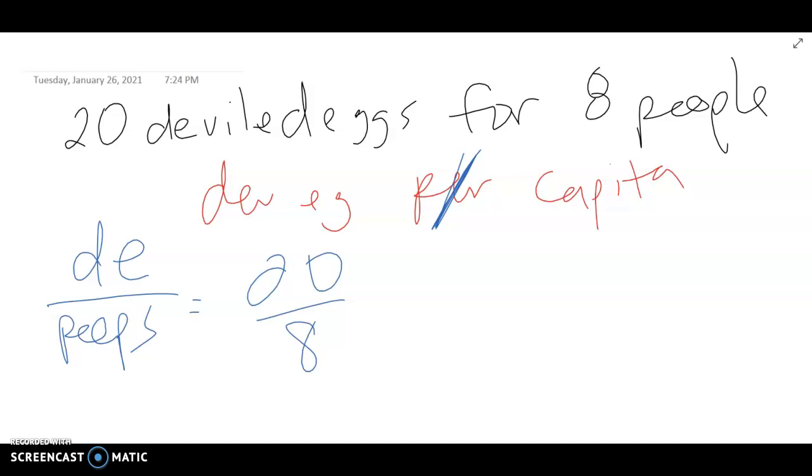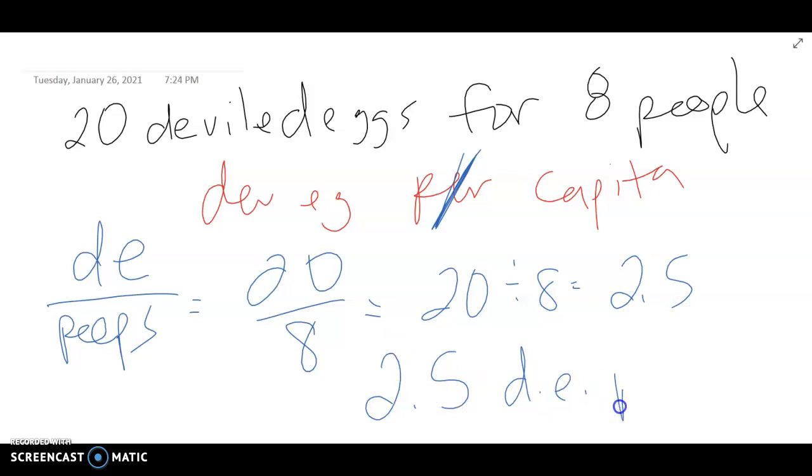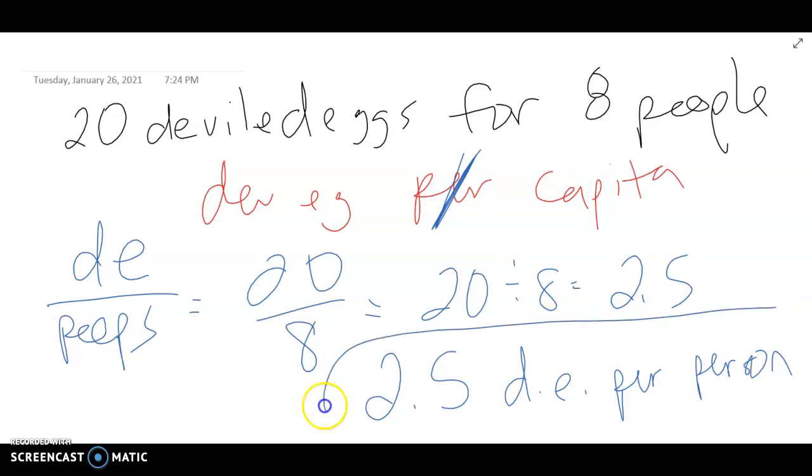But because we're talking about per capita, we want to know how many deviled eggs per person, right? Per one person. So if we divide in your calculator, top number goes in first, 20 divided by 8, it spits out 2.5. So that means we are talking about 2.5 deviled eggs per person. So if everybody would eat 2.5 deviled eggs, they would all be gone. That's usually not how it works out because my nephew eats like 18 of them, but that's okay, right? That's the idea of per capita, taking whatever you have and splitting it among people.